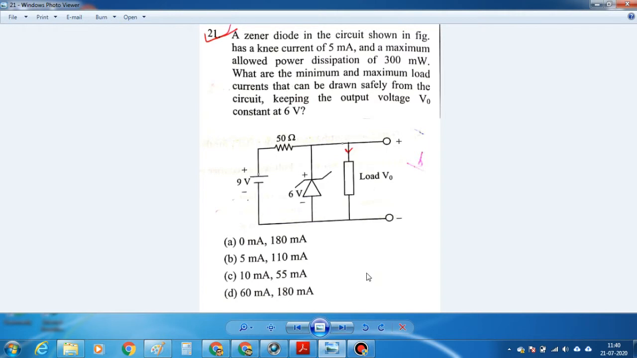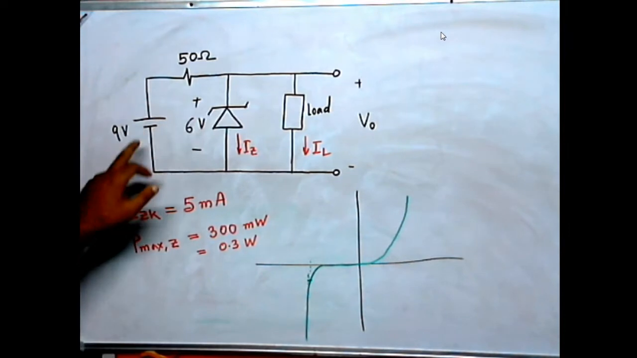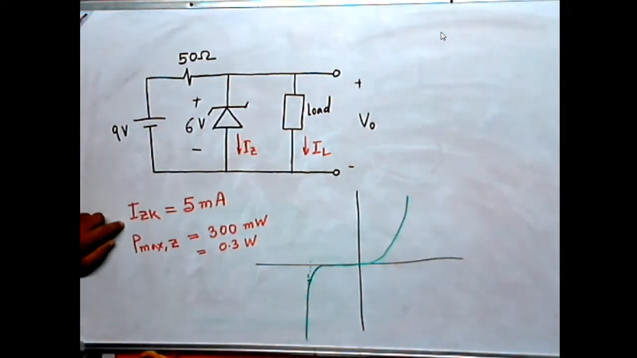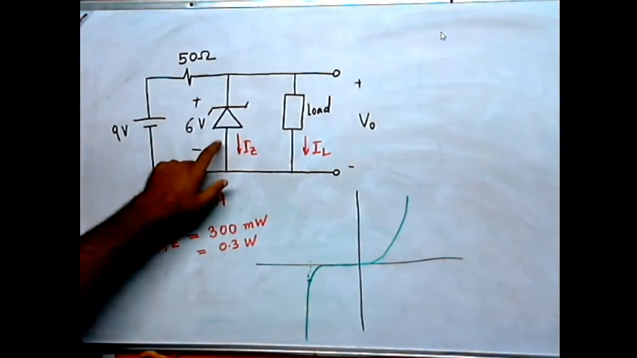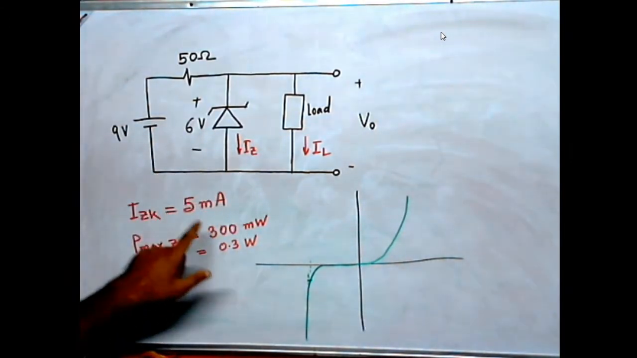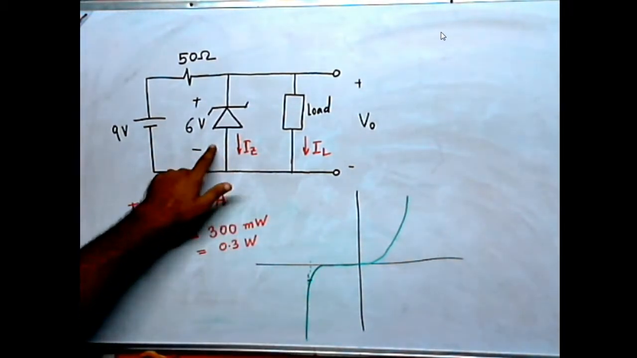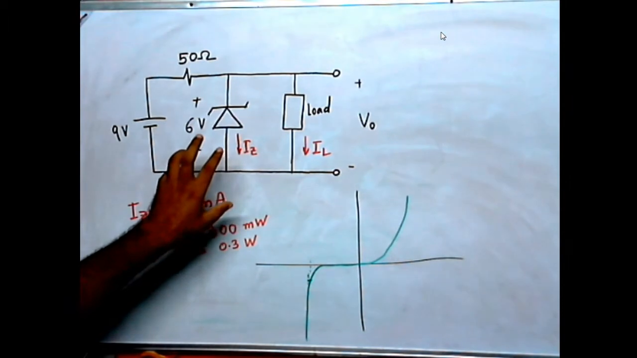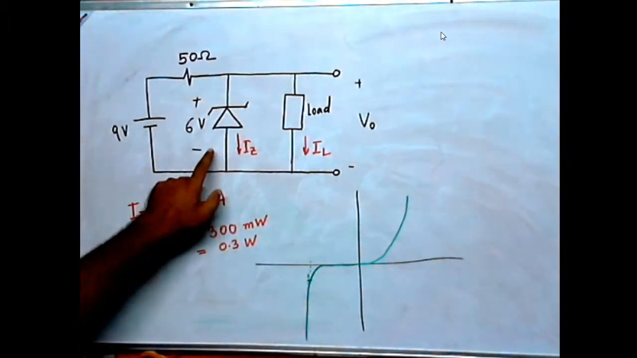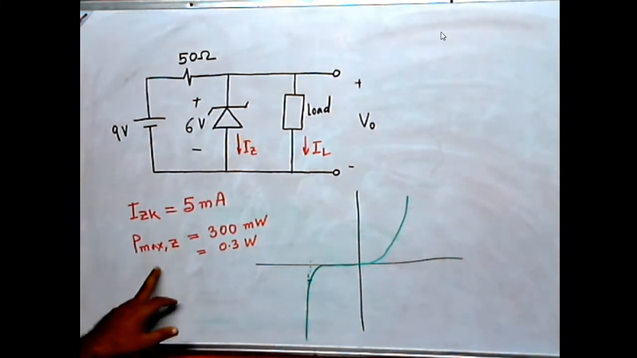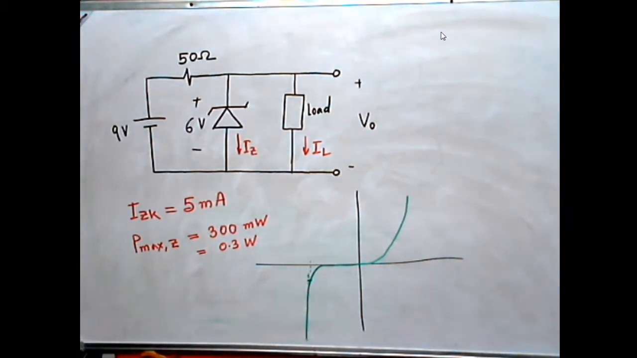Okay. So this is the circuit given. You have a load, a Zener diode, 50 ohm resistor, and a 9 volt battery. IZK, that's the knee current for the Zener diode, is given. This current is basically the minimum current that has to flow through the Zener diode in order to work properly. Okay, so this is the minimum current in order to perform the Zener action, and the maximum power dissipation is given. That is 300 milliwatt, that is 0.3 watt.